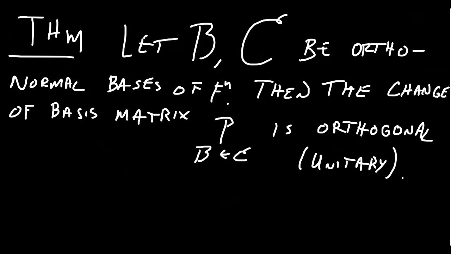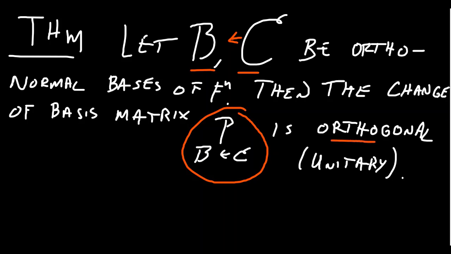A consequence of this, if we have two bases for our space F^n, call them B and C, and these are two orthonormal bases, then the associated change of basis matrix, where you change from C to B, will also be an orthogonal or unitary matrix as well.